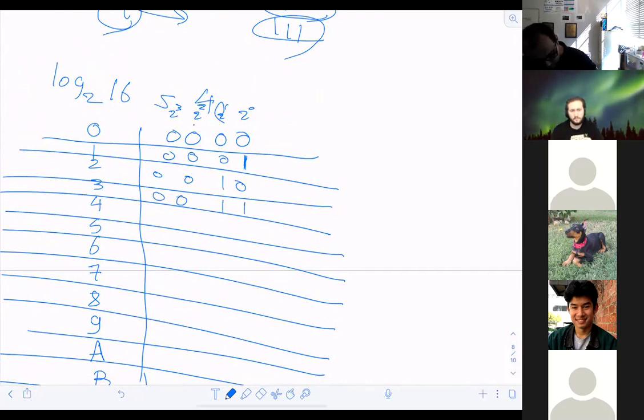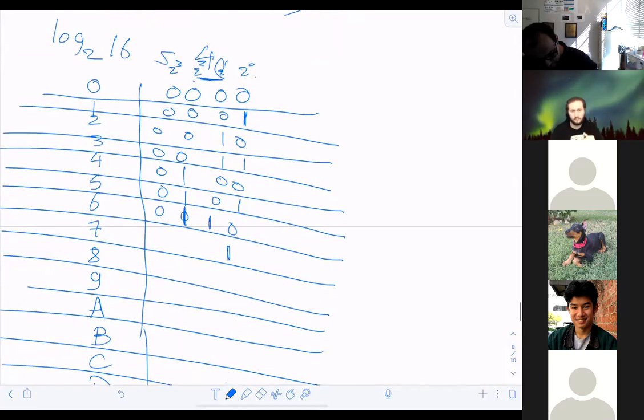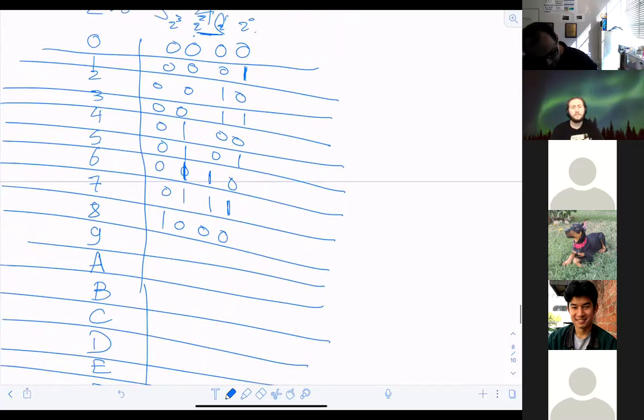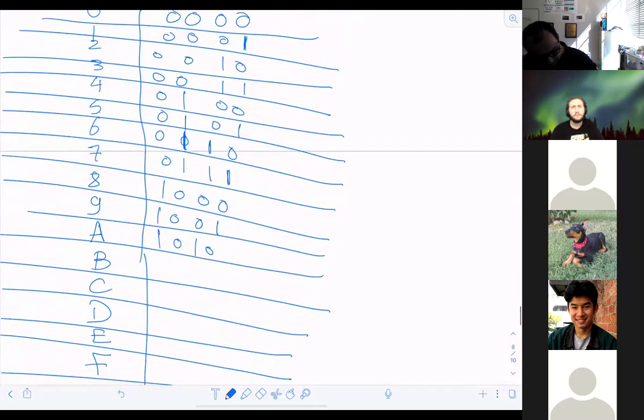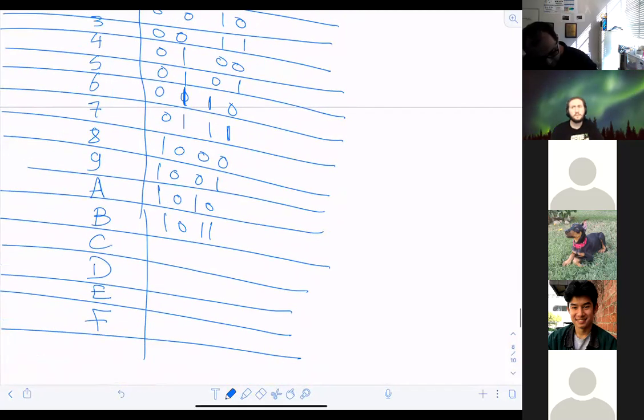4 is actually 2 power 2, so it's going to be 0, 0, 1, 0. 5 is 2 power 2 and 2 power 0, so 1, 0, 1, 0. 6 is basically these 2 combined together. 7, 3 of them together. 8, 9, 10, 11, 12, 13, 14, 15.